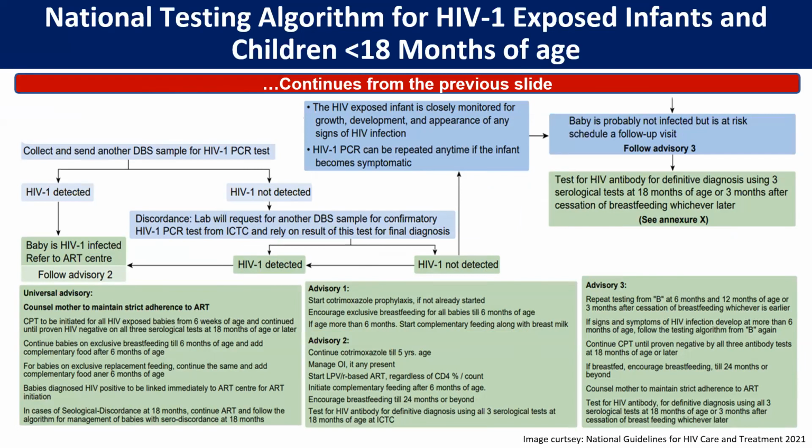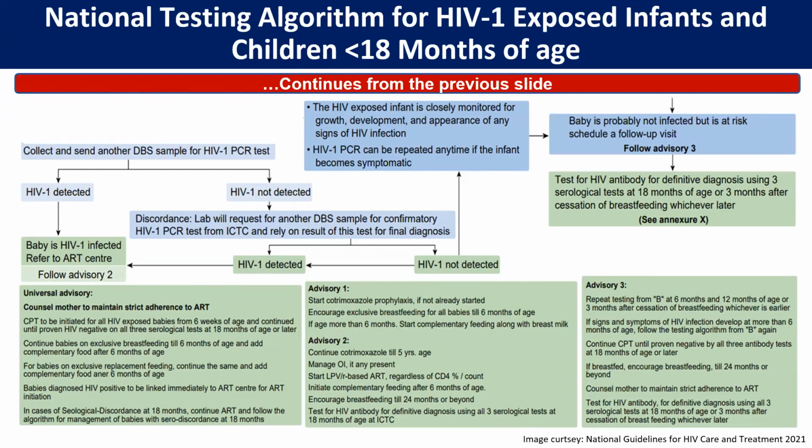For these children, the universal advisory is to counsel the mother to maintain strict adherence to ART, because adherent maternal ART is a significant risk reducing strategy for the transmission of mother to child HIV infection. Similarly, you have to initiate cotrimoxazole prophylaxis at 6 months of age and continue till you reliably rule out HIV infection in these children. Continue babies on exclusive breastfeeding till 6 months and then add complementary feeding. For all babies on replacement feeding, continue the same and add complementary feeding at 6 months of life.